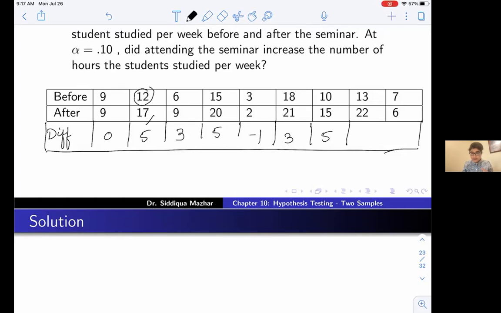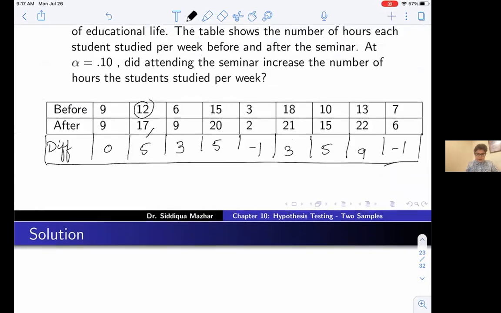Here you have to be very careful in writing the difference, because the negative and positive sign is very vital to the value of your results. So this is how you have to write down the difference of the values, after minus before. The next student, 22 minus 13, so he increased his number of hours, which is 9 in this case. The last student decreased his number of hours.